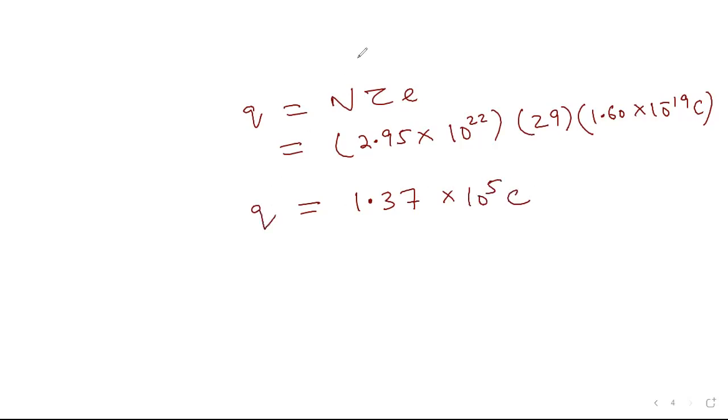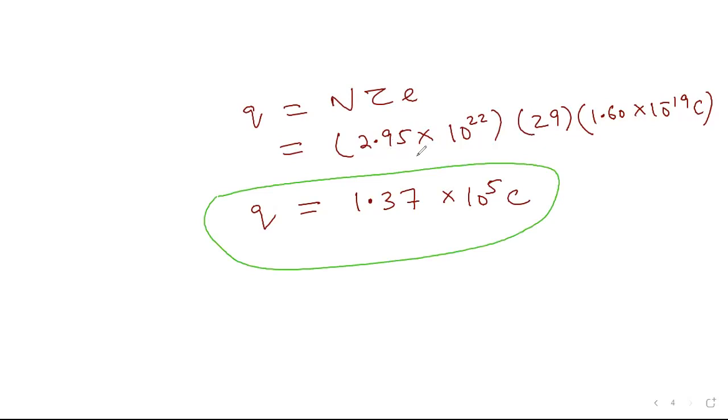Let me encircle it with green. Multiply N, 2.95 × 10^22, with 29, which is Z. You multiply it by 1.60 × 10^-19 coulomb. You get Q equal to 1.37 × 10^5 coulomb. This is our answer, but check the calculation at home.